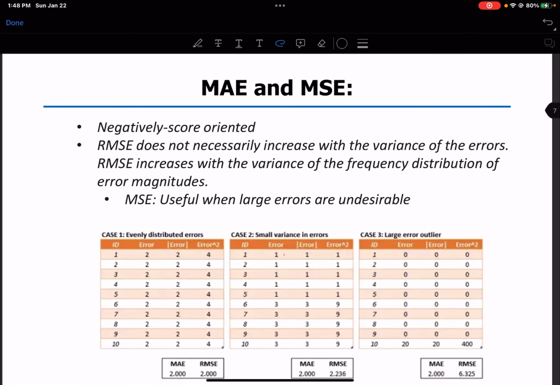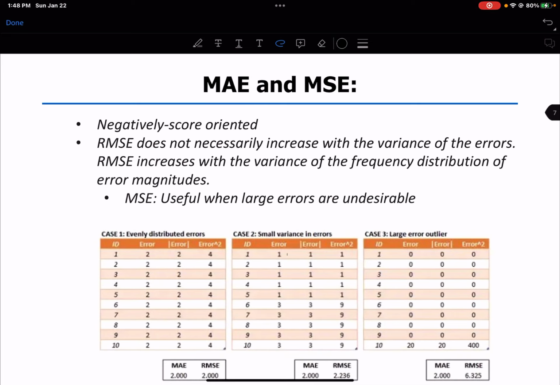Now let's have a brief discussion on the absolute error and the squared error. We know that these are negatively score oriented, meaning the smaller the value, the better it is. Both of them, the smaller they are, the better it is. So now what will be the effect of choosing either of them? The mean squared error does not necessarily increase with the variance of the error. This is an important point. It increases with the variance in frequency distribution of the error magnitude.